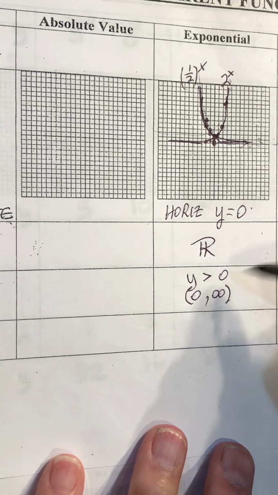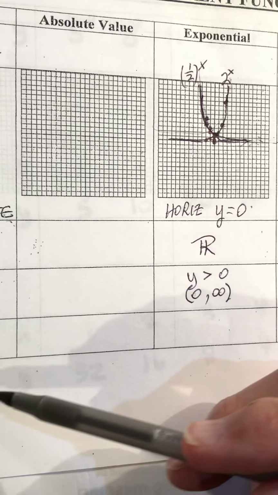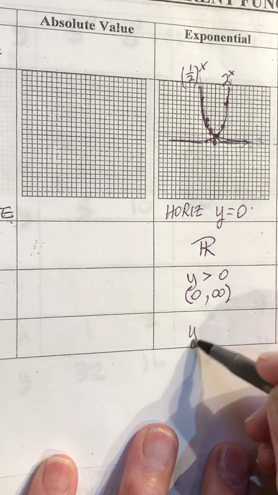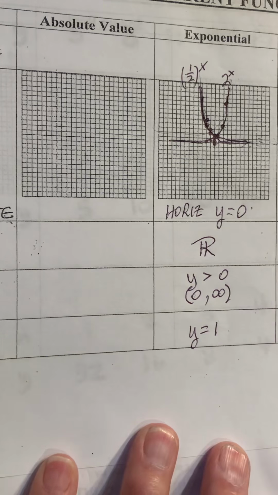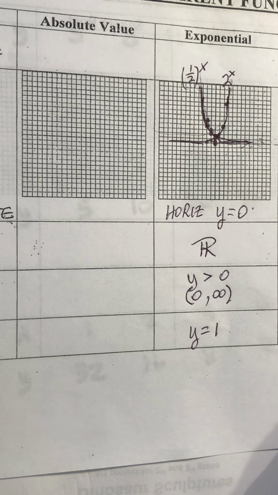This is your inequality, and of course we could write the fancy set notation, but just this, with y as an element of the real numbers. What about the y-intercept? In both cases, y equals 1. That's for the parent function. Okay? All right.